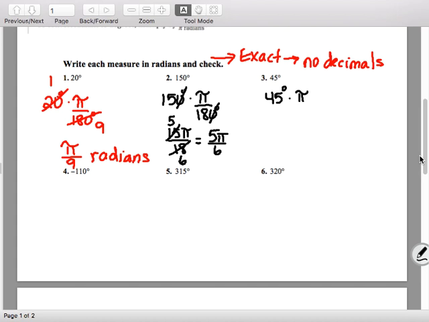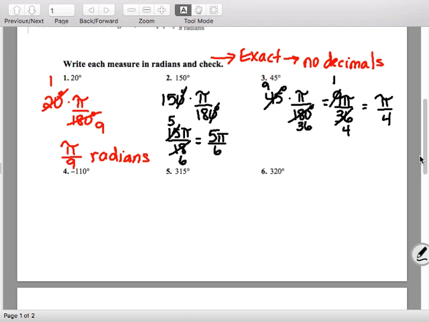All right, so let's try the next one. So 45 pi over 180. I know that 5 goes into 45 9 times. 5 will go into 180 36 times. So that's 9 pi over 36. And ask yourself, can I reduce that? Well, 9 goes into 36 4 times, and 9 goes into 9 once. So this would reduce to pi over 4.